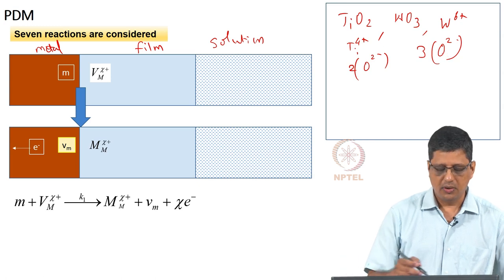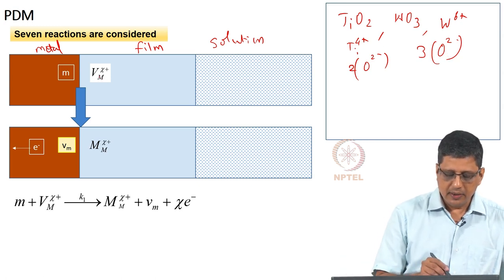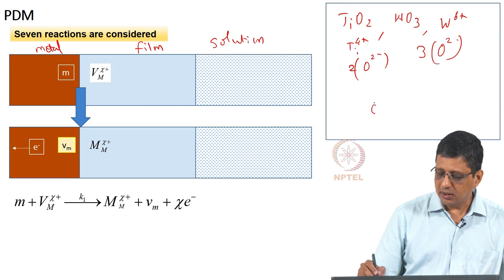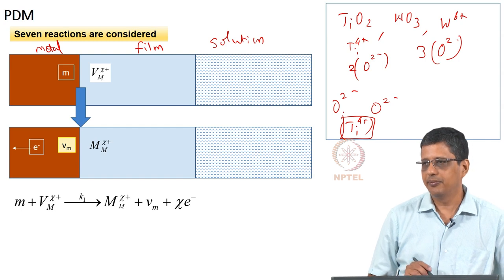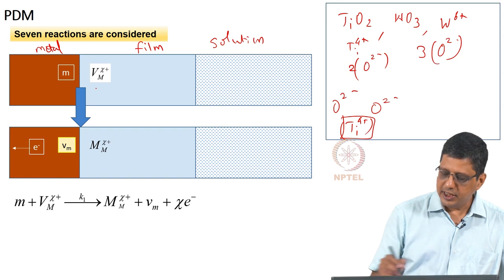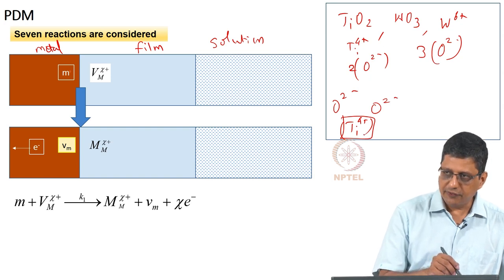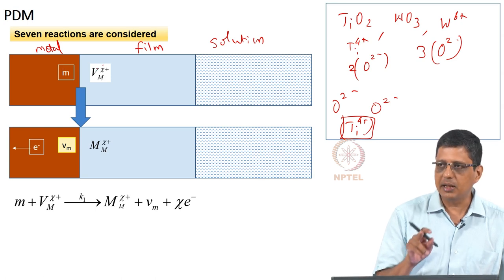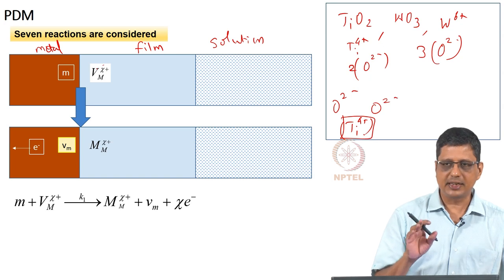Now, in this example, you have 2 anions, O2- and O2-, and we are expecting Ti4+ to be present, but that is not present here; it is a vacancy, a defective film. That vacancy is present in a charged state, so if it is filled, it has to be filled in the charged state. We cannot replace this with a titanium atom; it has to be filled by a titanium 4+ ion.